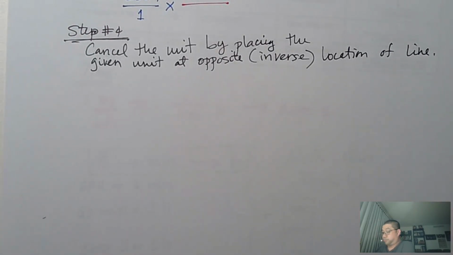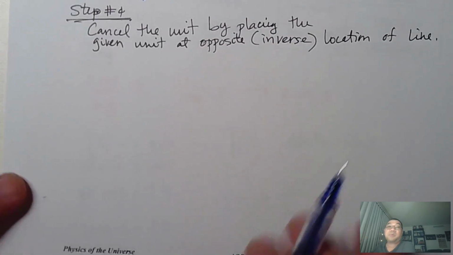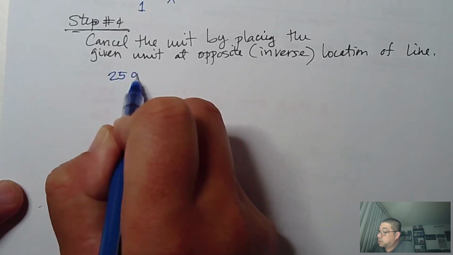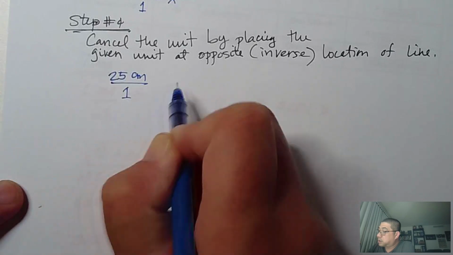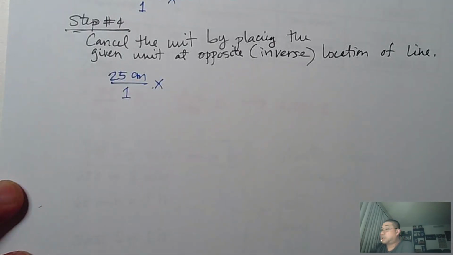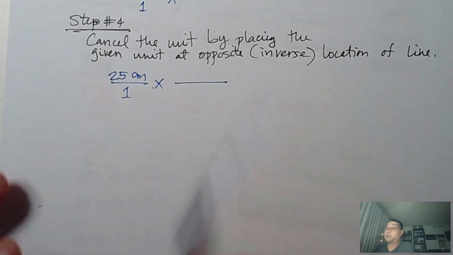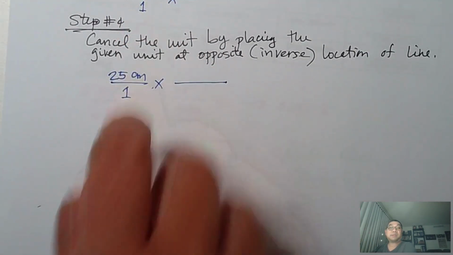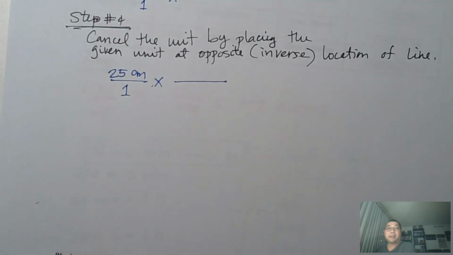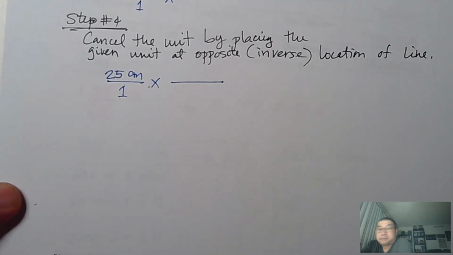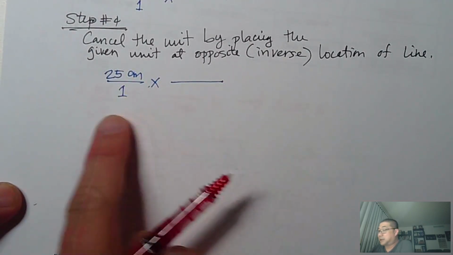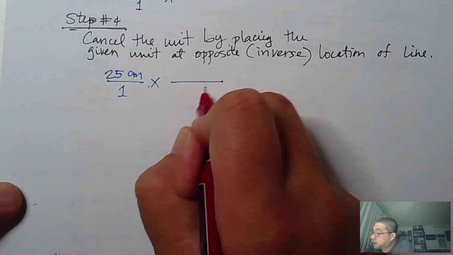Okay, here we go. Start with step number 1: copy the given and change it to a fraction. Step 2: draw a multiplication symbol. Step 3: draw a fraction line. Step 4: try to cancel the unit, which is cm, by placing cm on the fraction line in the opposite side. Since cm is on the top, let's place cm on the bottom.